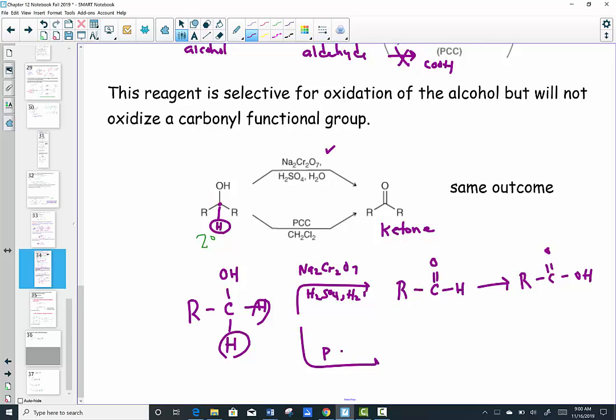But remember, if I had PCC in the dichloromethane, CH2Cl2, we stop at the aldehyde. There is no second step, and that's the end of that particular reagent. So there is an advantage. If you want to stop at the aldehyde, you can do that with a careful selection of the reagent.